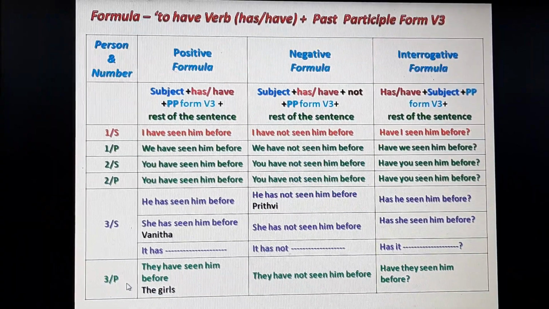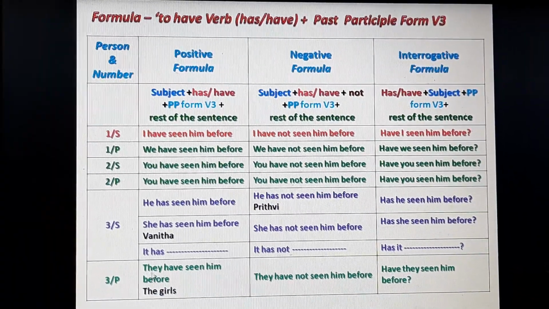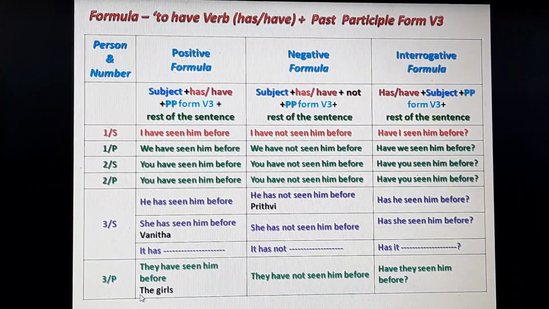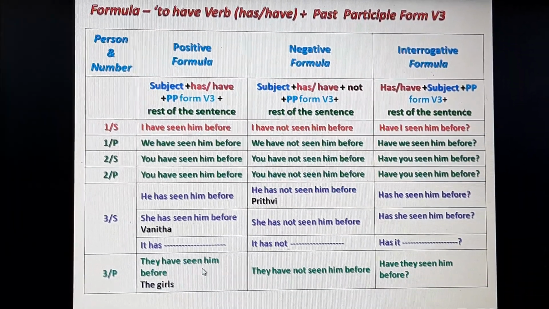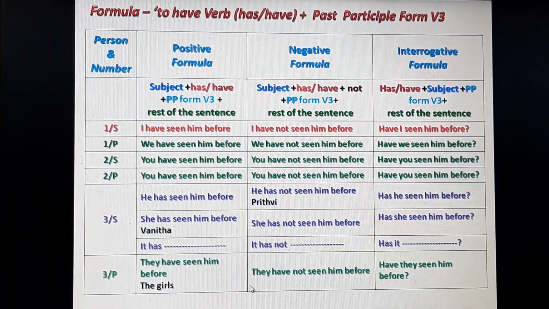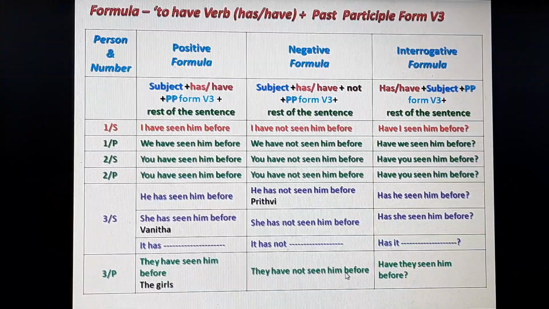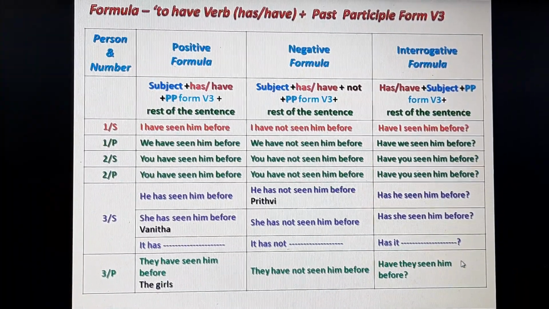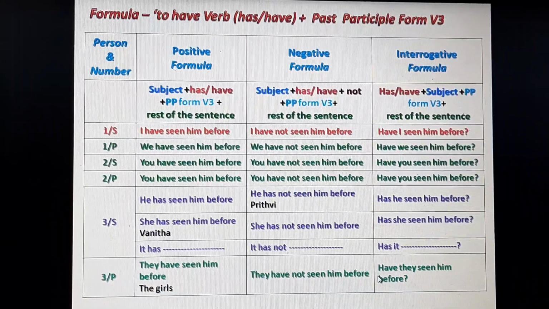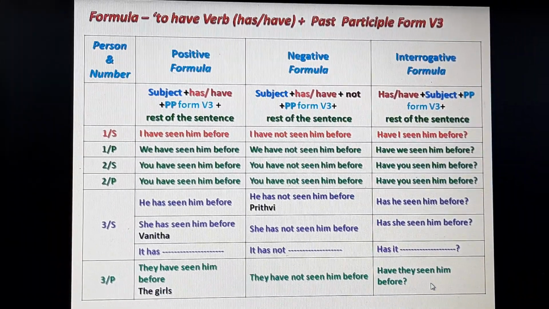In the third person plural, in the positive it is they have seen him before, or we can use a noun, the girls have seen him before. In the negative it is they have not seen him before, or we can say the girls have not seen him before. In the interrogative, have they seen him before? Or we can substitute the girls, have the girls seen him before?